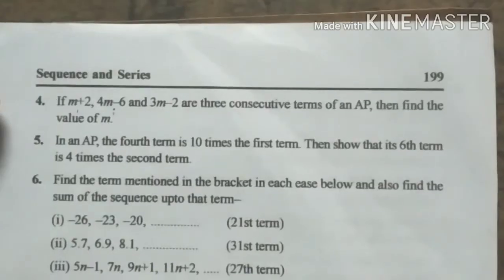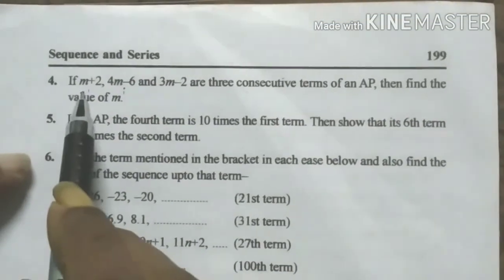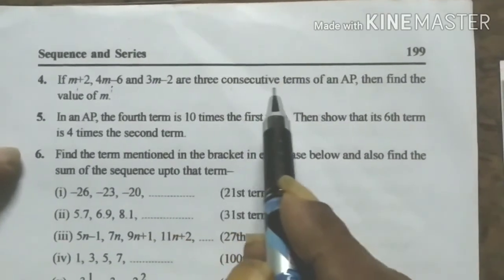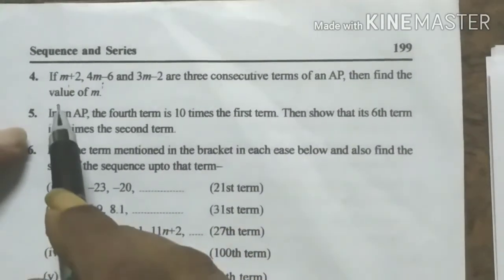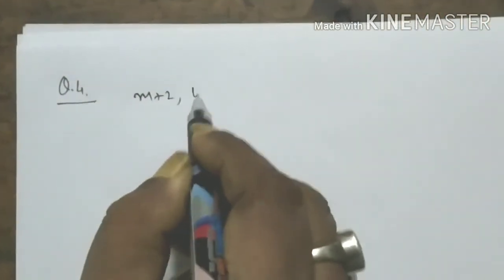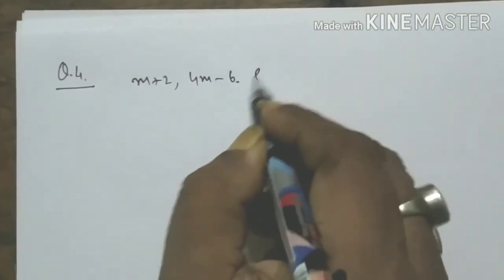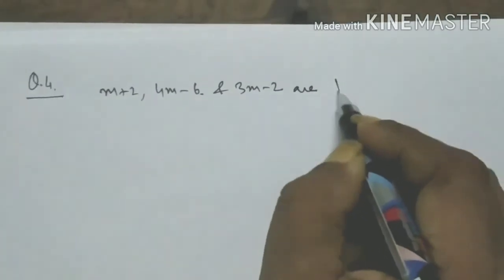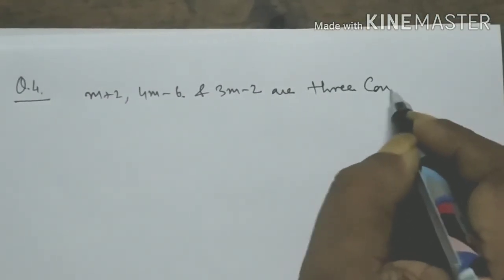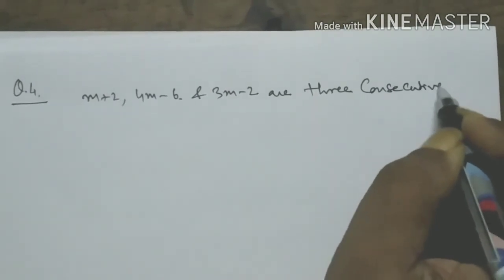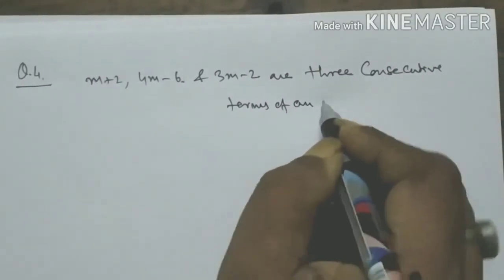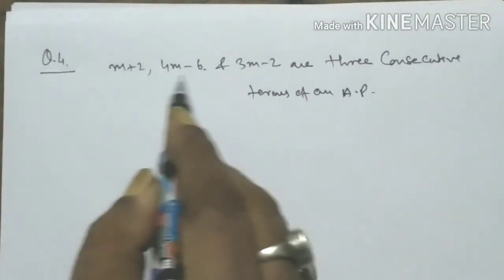Question number 4. Here see, if m plus 2, 4m minus 6 and 3m minus 2 are three consecutive terms of an AP, then find the value of m. These are three consecutive terms of an AP, and you have to determine the value of m.